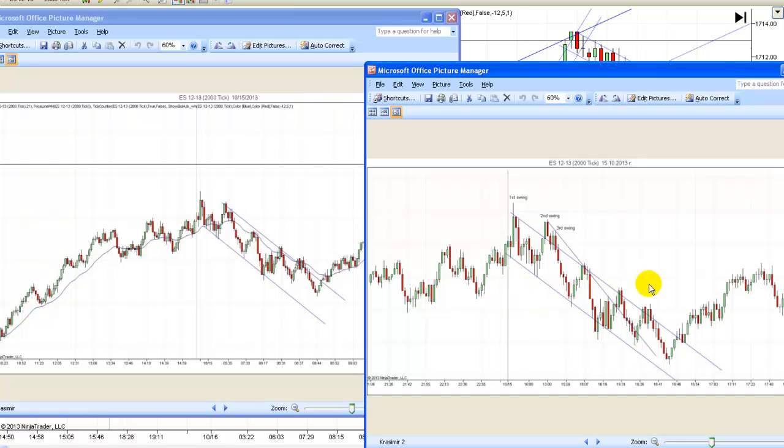But I just wanted to point that out to people so you can see the idea is to find this channel. You can see it's there on both charts. It comes up a little short, and then it comes up short again.